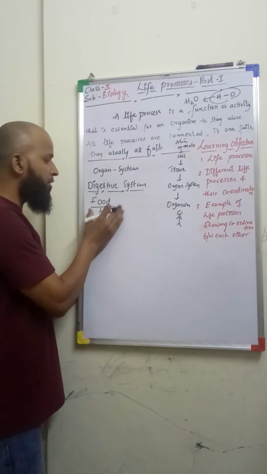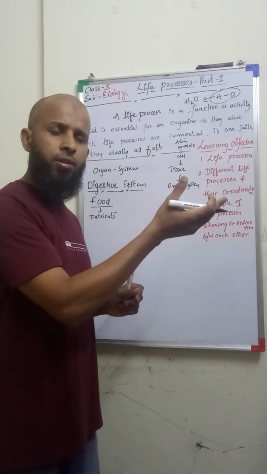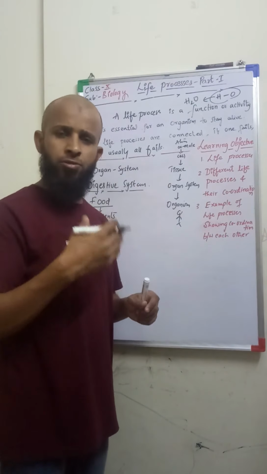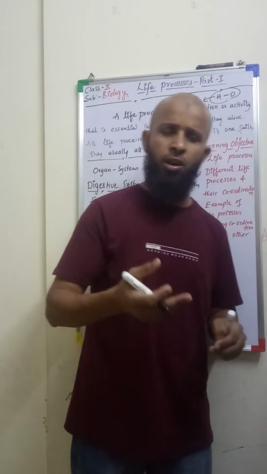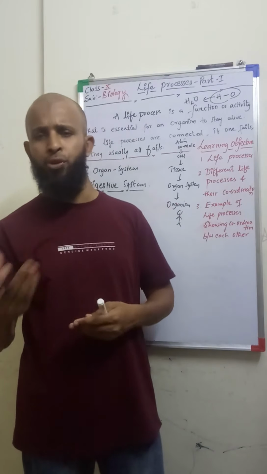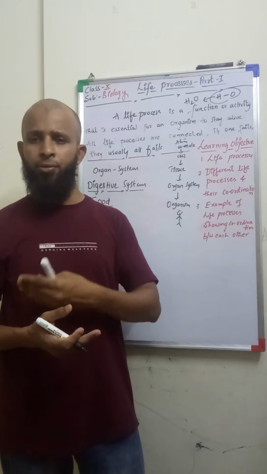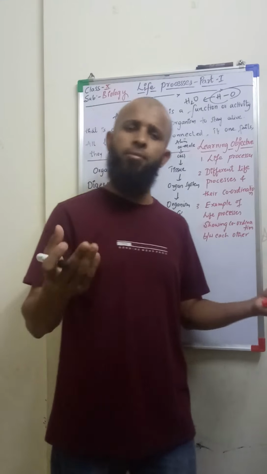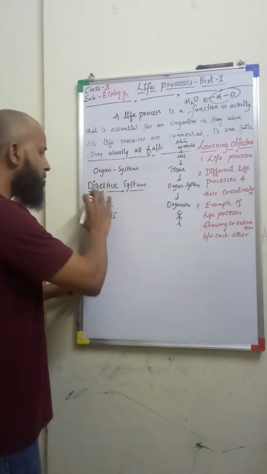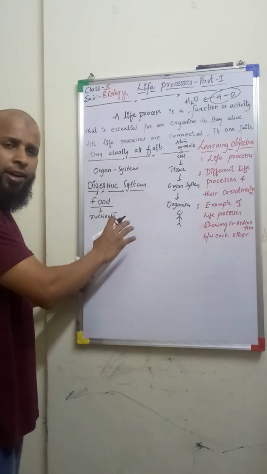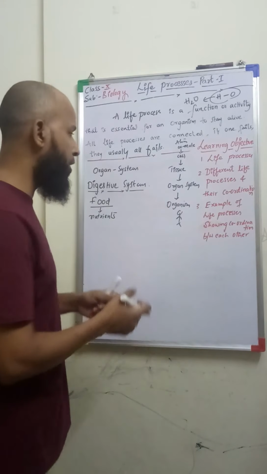Okay, and we consume different foods, like rice, chapati, wheat, jowar, bajra, vegetables, fruits. We are eating flesh, meat or fish. Okay, chicken, mutton, everything. Now all these different ingredients contain different sources of nutrients.